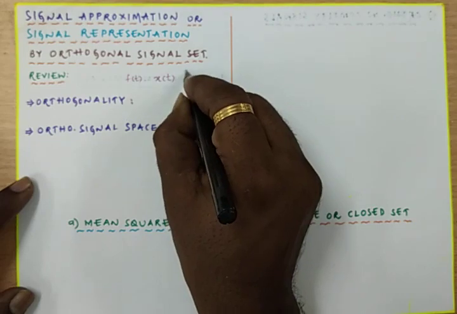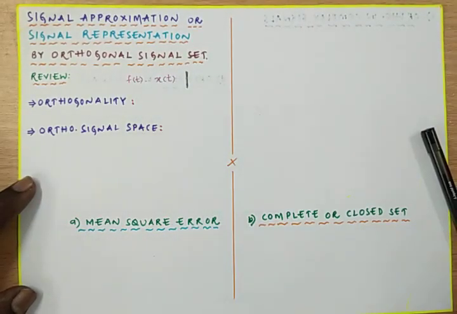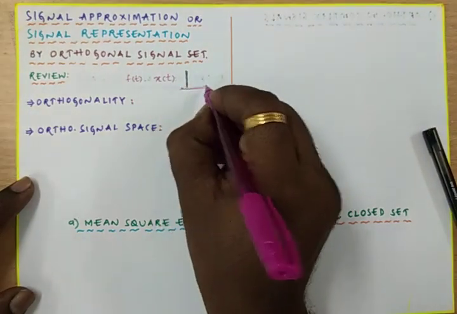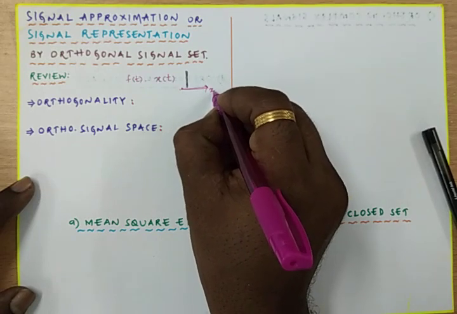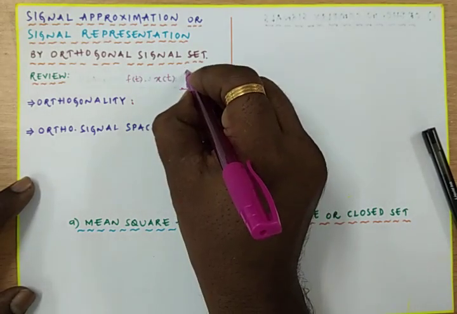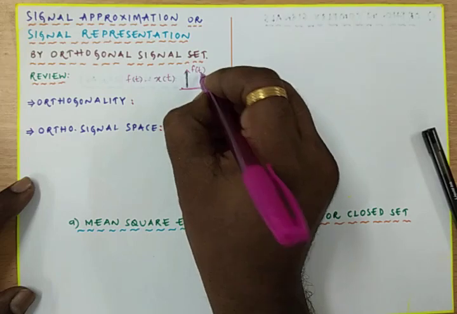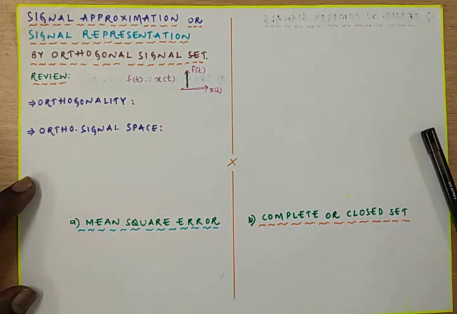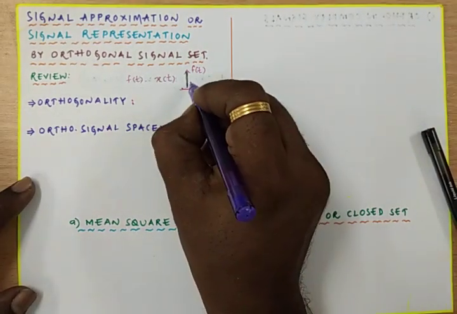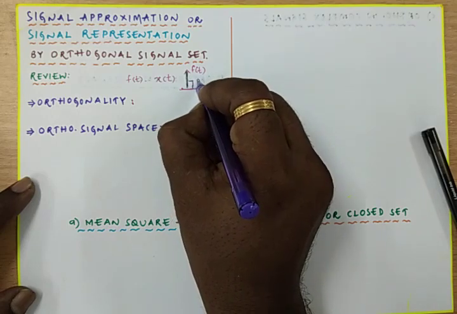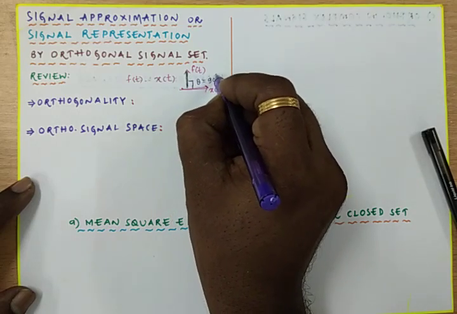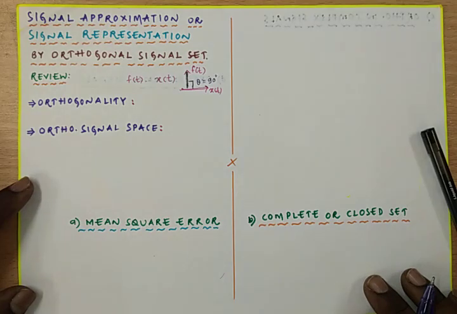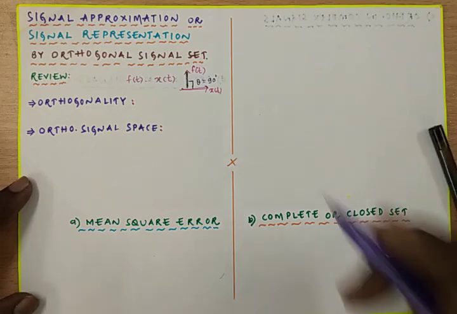Assume that this is f of t and this is x of t. This is signal x of t and this is signal f of t, and both are perpendicular to each other. That means the angle between them is equal to 90 degrees. This theta is equal to 90 degrees. When the angle between two signals is 90 degrees, then we can call them orthogonal signals.